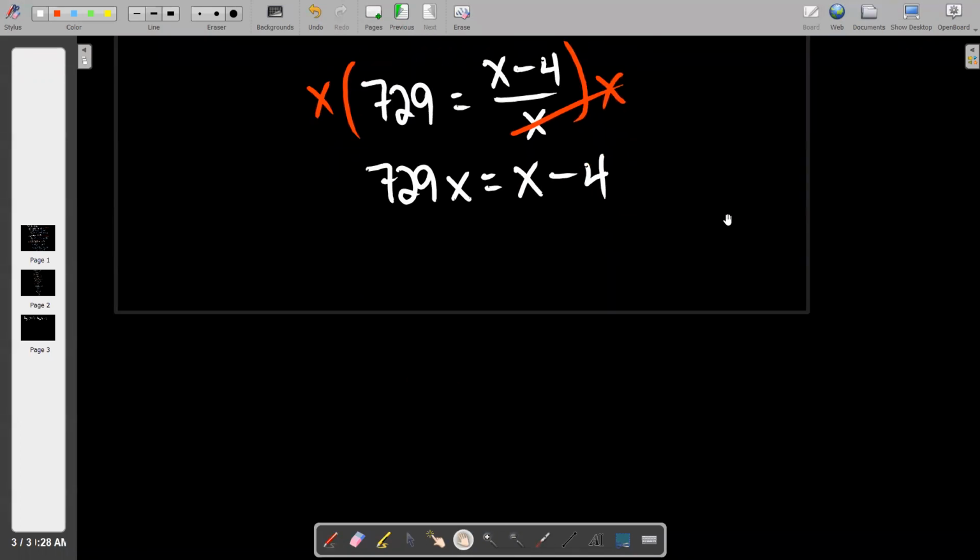Keep on keeping on. How do we solve? Now, I would subtract this x across. Get 728x equals negative 4. And now what do we do? You divide by 728, and you wind up with x equals, this is well outside my comfort zone, negative 4 divided by 728. I don't want a fraction, but I appreciate that. So I have negative, and I should change this to the squiggly equals, it's negative 0.0055.